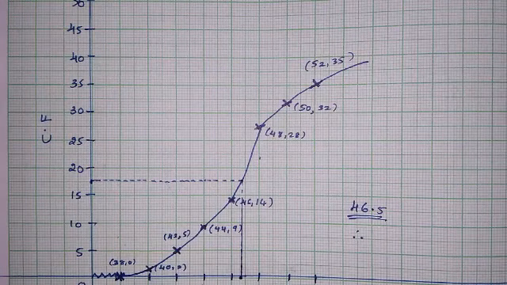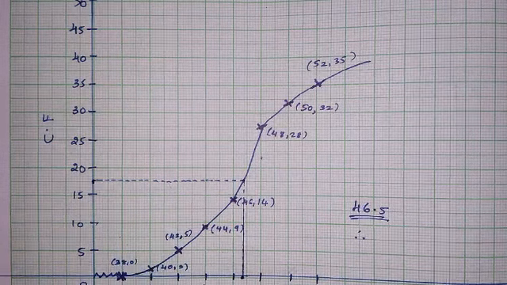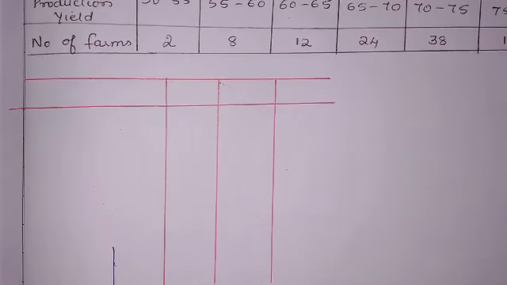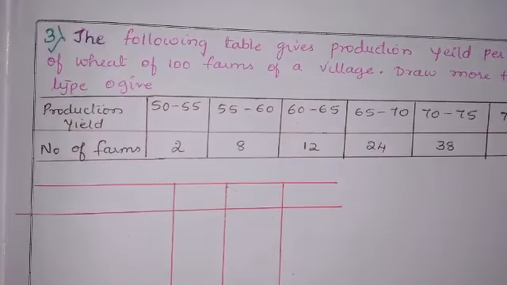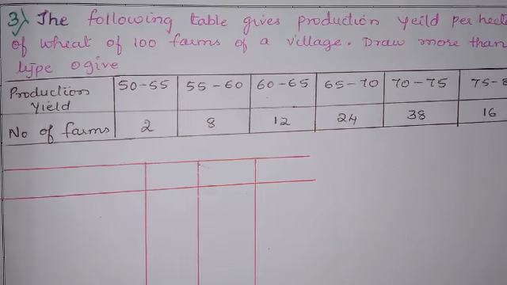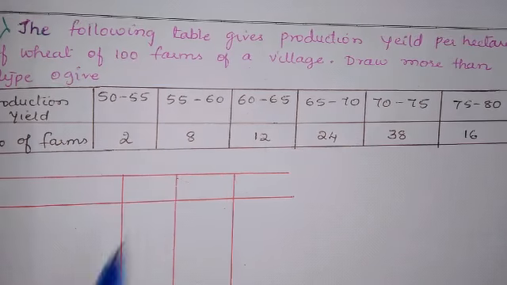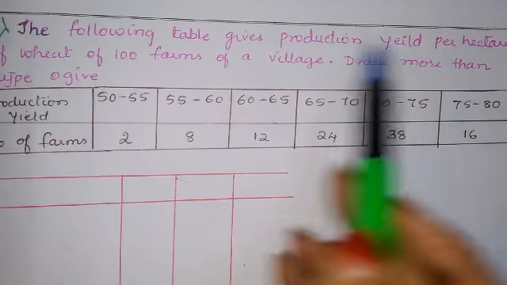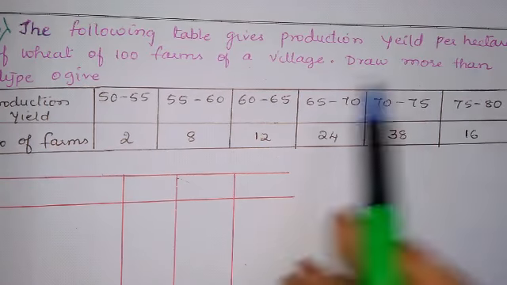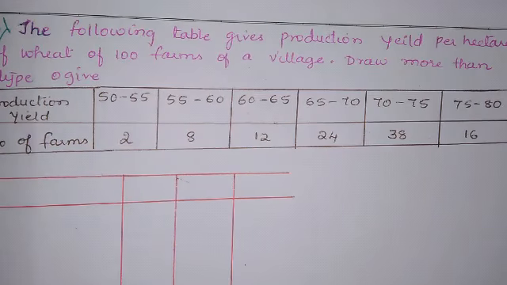Now let us see the exercise problem, third question. Here in the third question they have told us to find the more than type OGIVE. We have done two problems on less than type OGIVE. Now let us see what is more than type OGIVE. The following table gives the production yield per hectare of wheat of 100 farmers of a village. Draw more than type OGIVE. Here they have told only to draw the more than type OGIVE.